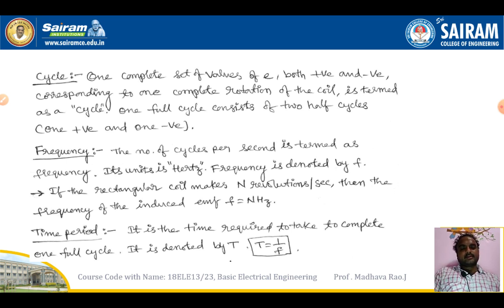Time period. The time required to take one complete cycle is known as time period. It is denoted by the capital letter T. We can also define time period as the inverse of frequency, so T is equal to 1 by f.